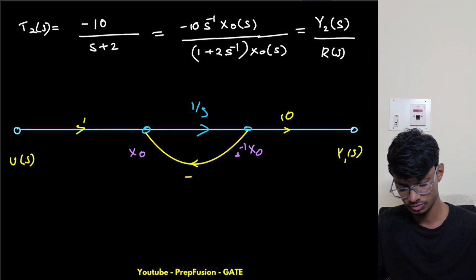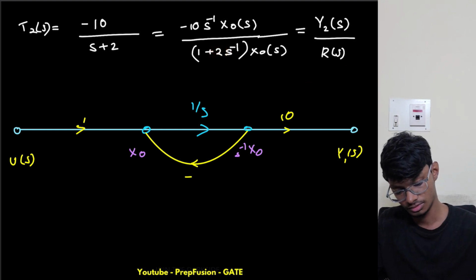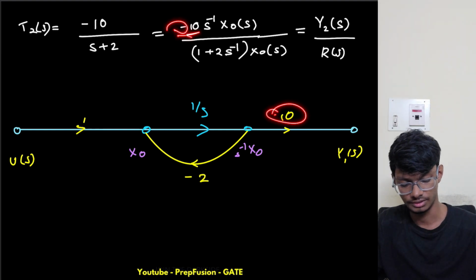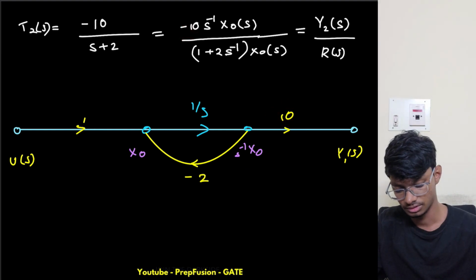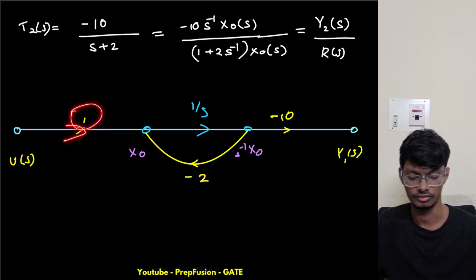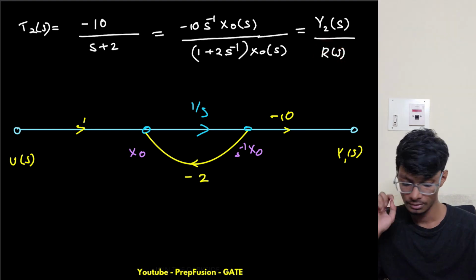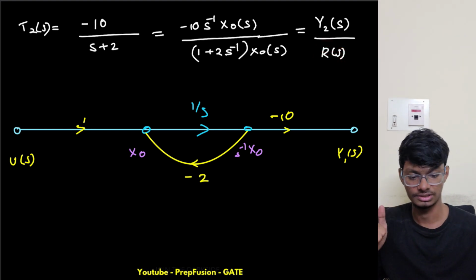We'll have minus 2, right? I hope you understand. These 2 will go this side, so this will be minus 2. And this gain, instead of being 10, is minus 10 now, minus 10 s x naught s. And the input is 1 only because 1 is getting added with it. So yeah, this is my second state diagram.